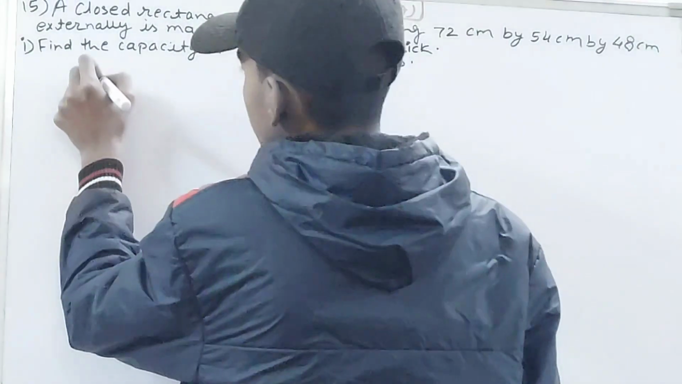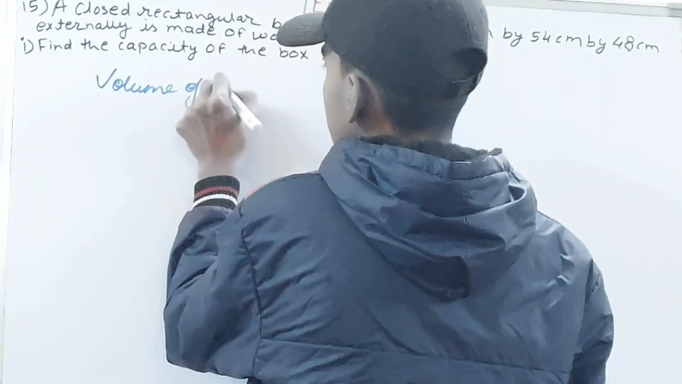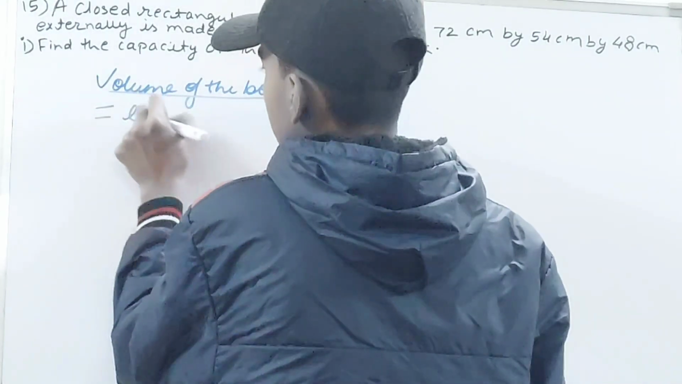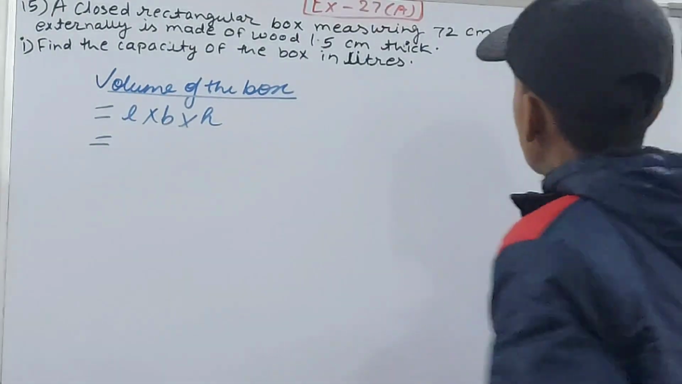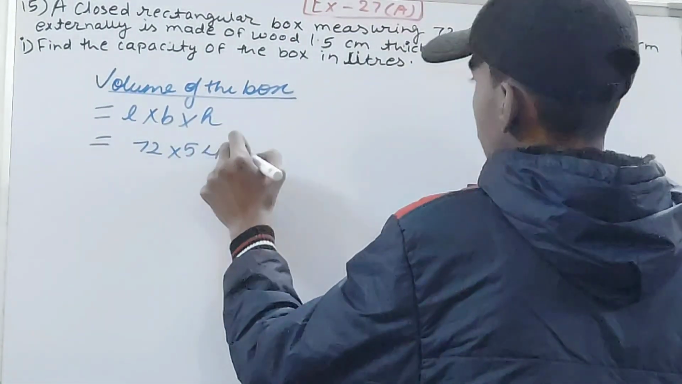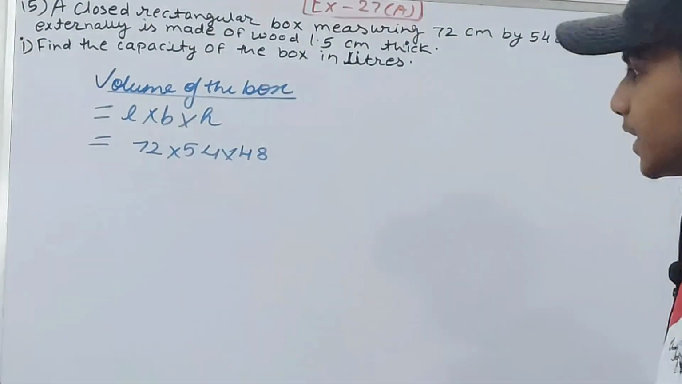So volume of the box will be length into breadth into height. So you have got 72 by 54 by 48. So let's multiply and let's see what do I get.